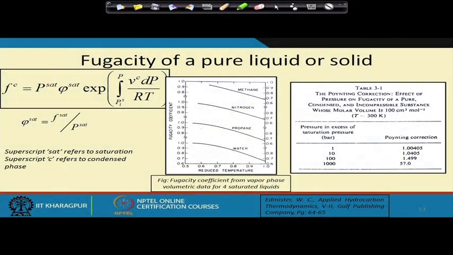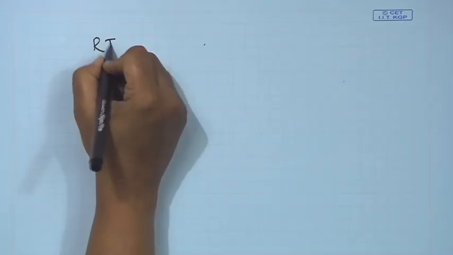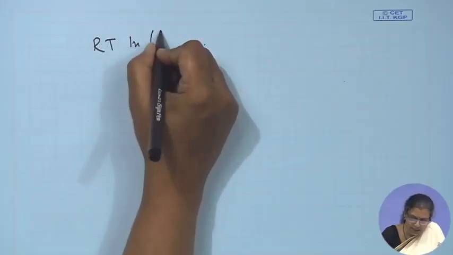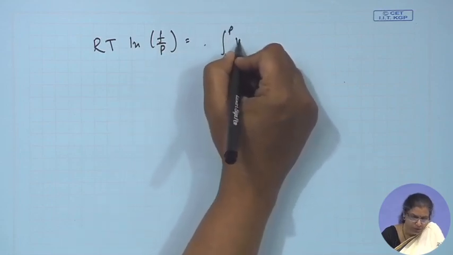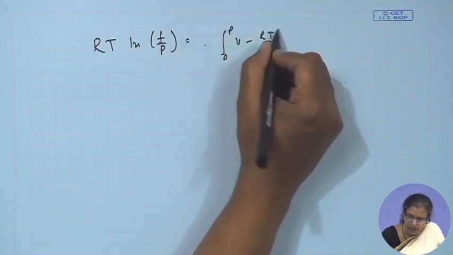Well, just as I had mentioned in the last class, in this class I am going to discuss fugacity of pure liquids or pure solids. Remember one thing, the starting equation is the same in this particular case as well. What is the starting equation? The starting equation I had mentioned several times earlier. It is ln f by p equals integral 0 to p (v minus RT by p) dp.